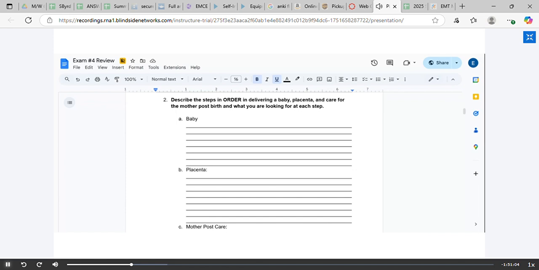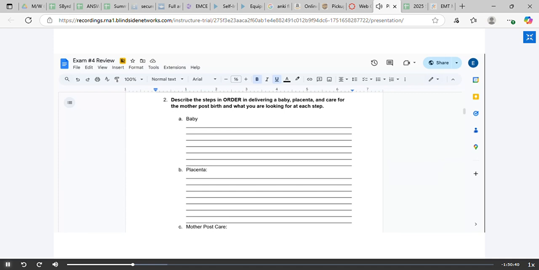Those different phases, the length of time is going to be different per patient. They're all the same order and sequence, but as far as the length, it's all going to be different depending upon your patient.